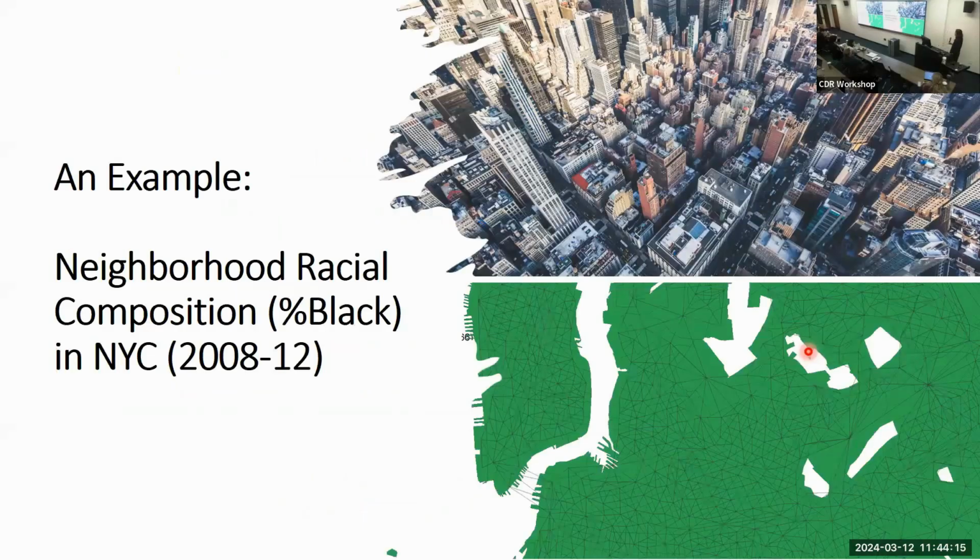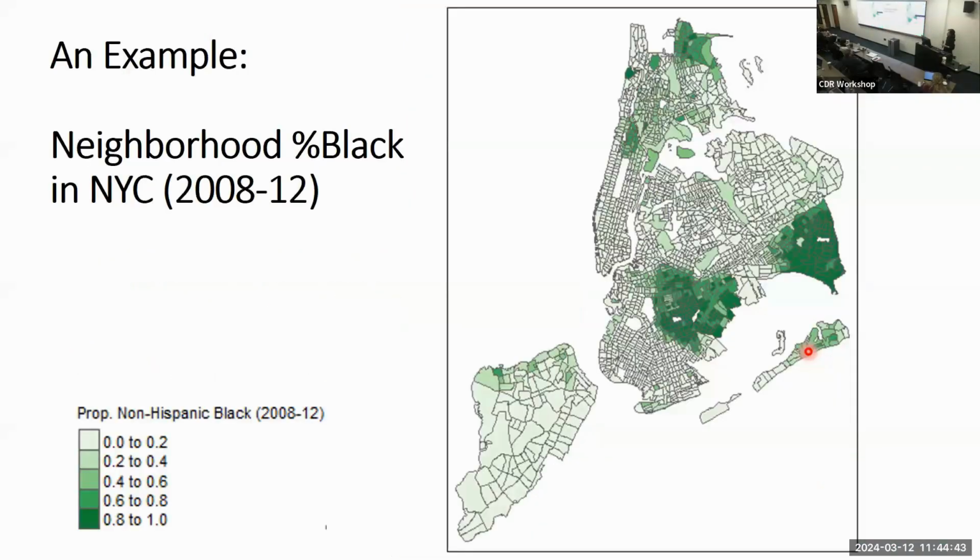And so I'll put this in practice. I'll show an example from New York. I'm using 2012 data, neighborhood racial composition, percent Black. My neighborhood is defined as a census tract. This is an actual connectivity map using a Queen's first order criterion, showing all the connections between the neighborhoods within New York City. I'll start out by simply plotting neighborhood racial composition in this map.